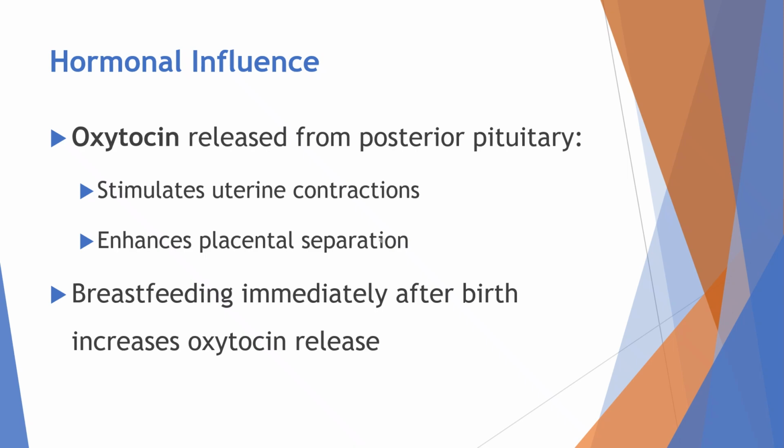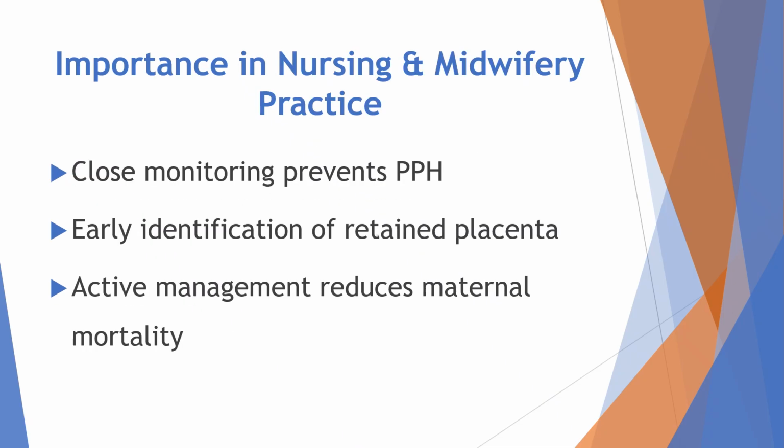An important natural way to increase oxytocin release is breastfeeding immediately after birth. When the baby suckles, oxytocin levels rise, which further improves uterine contraction, helps in faster placental expulsion, and reduces the risk of postpartum hemorrhage.